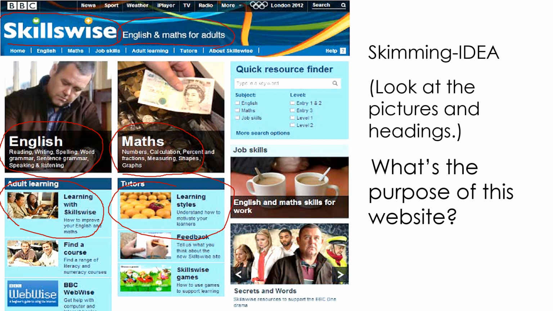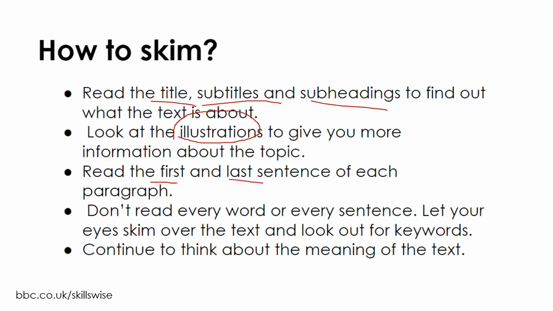Now let's review how we did skimming. We read the title, subtitles, and subheadings so that we can know what the text is about, and also looked at the illustrations or pictures. I also have to read the first and the last sentence of each paragraph, but since it's the interface of a website, we cannot really read the first and last sentence of each paragraph. And again, as you can see while I was looking at the website, my pointer shows that I'm not reading every word. So that's basically what we're doing with skimming.